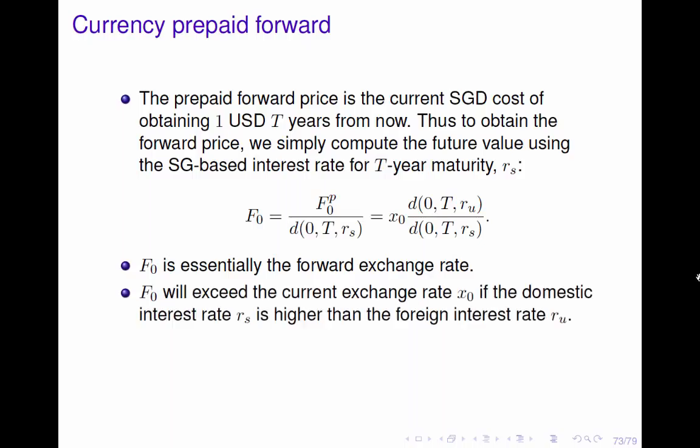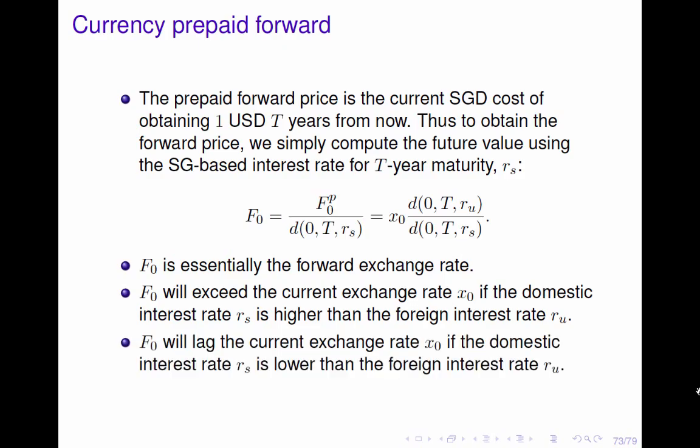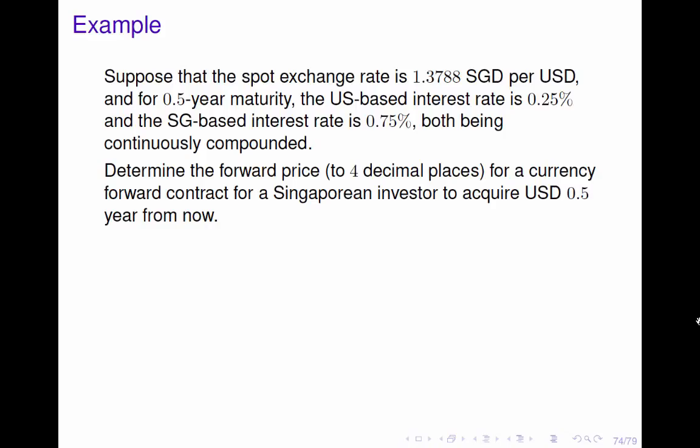From the above expression, it is easy to see that F0 will exceed the current exchange rate X0 if the domestic interest rate RS is higher than the foreign interest rate RU. Conversely, F0 will lag the current exchange rate X0 if the domestic interest rate is lower than the foreign interest rate. Now let's take a look at an example.